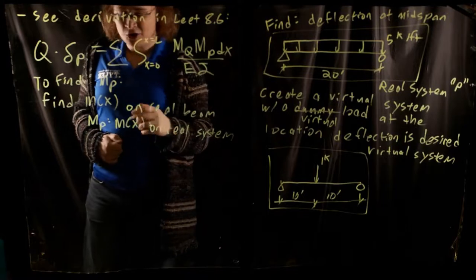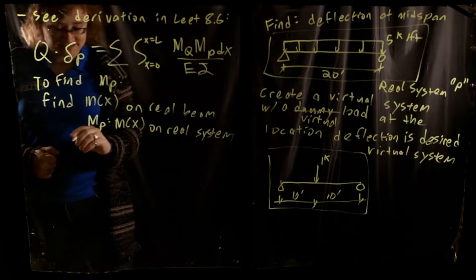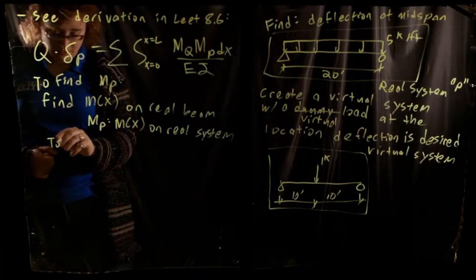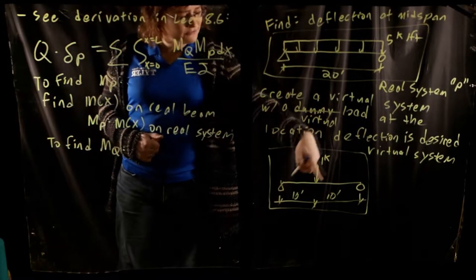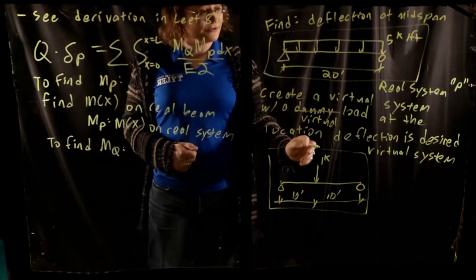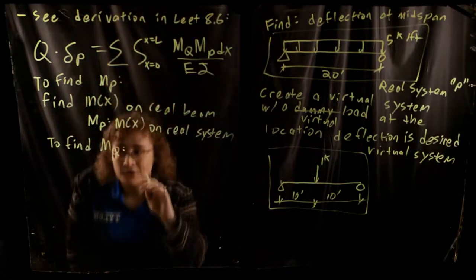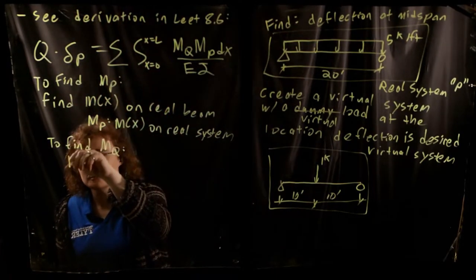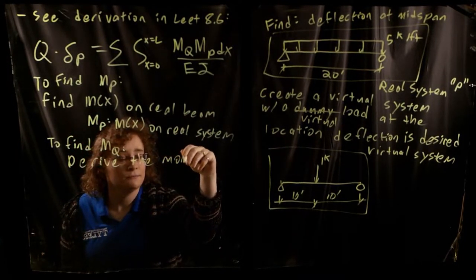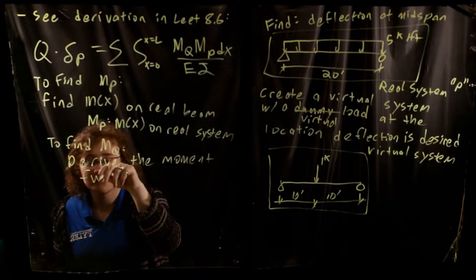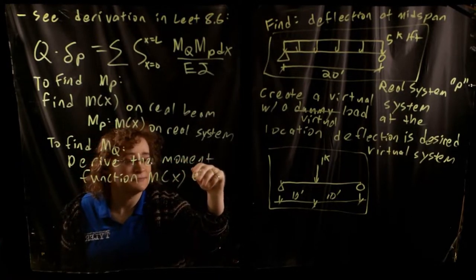Then, once I have that, I'll get my MQ, which is my moment function for my virtual system. So next, to find MQ, I will look at my virtual system. Again, I applied a one kip virtual load at the center because that's where I was interested in finding the deflection. So to find MQ, determine or derive the moment function, again using M as a function of x, for the virtual system.